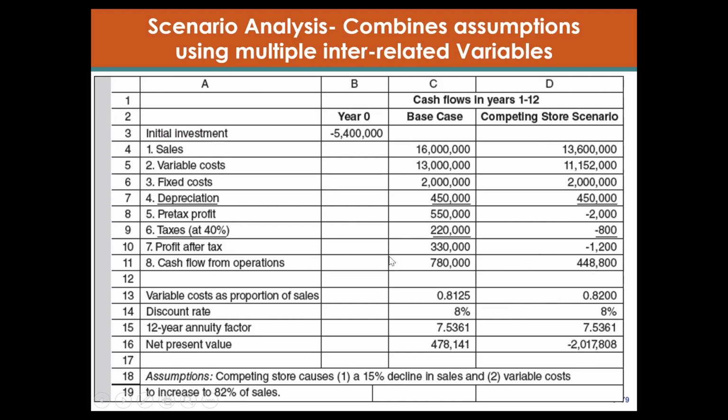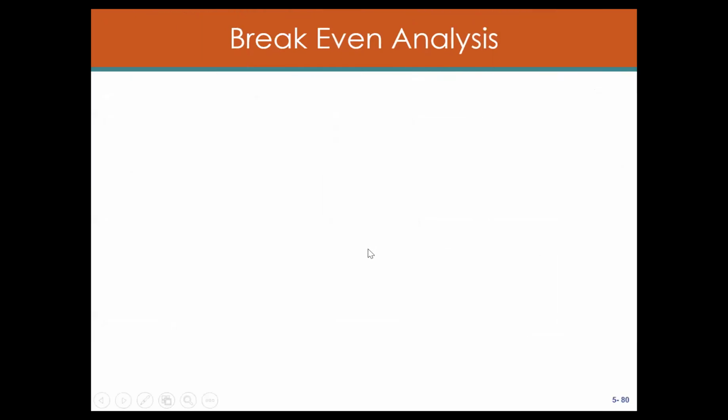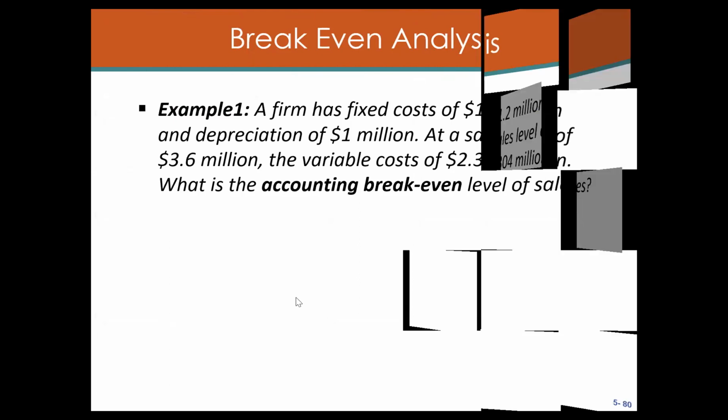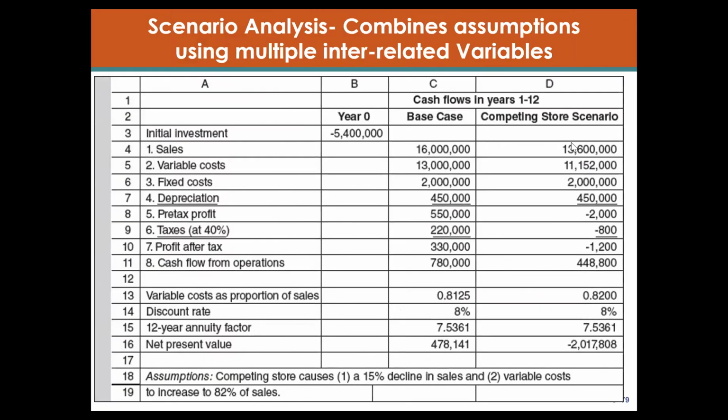What happens if the market changes? What happens if we have different columns over here? And I compare the two. So over here, one assumption changes: my decline in sales, and my variable cost ratio is the second assumption. I can keep changing these two variables. I can build these variables into my formula. This will be the first one.